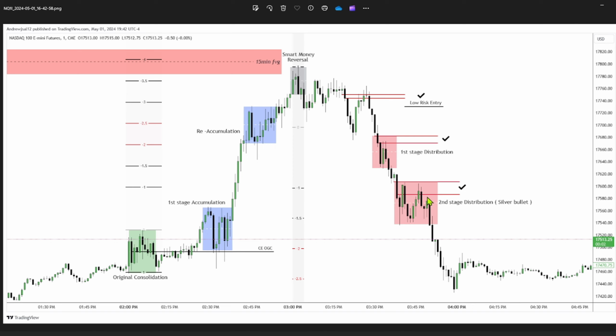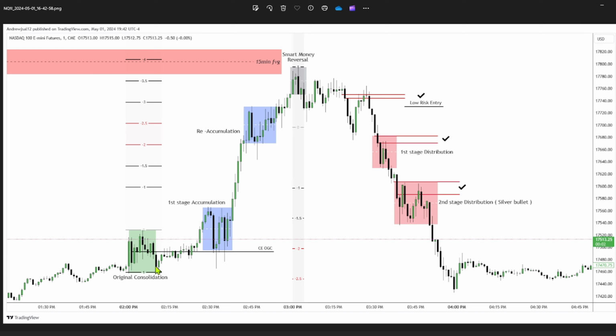Just getting this move below the original consolidation is all you need, right? This move to this move. What's that, give or take? We're around, what's that, 625? Right? It's a very significant amount of points right there.